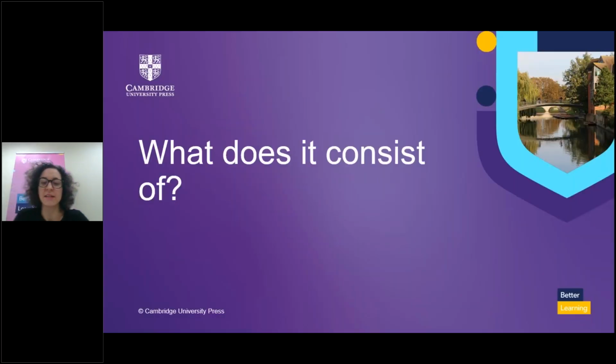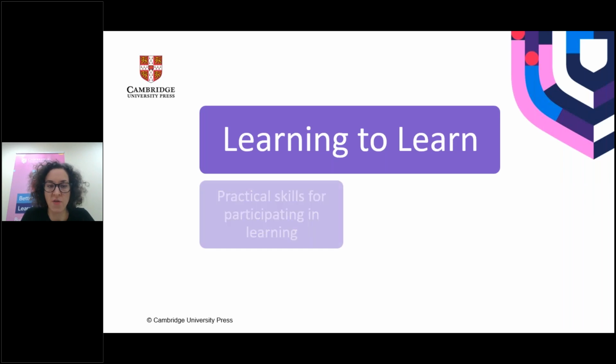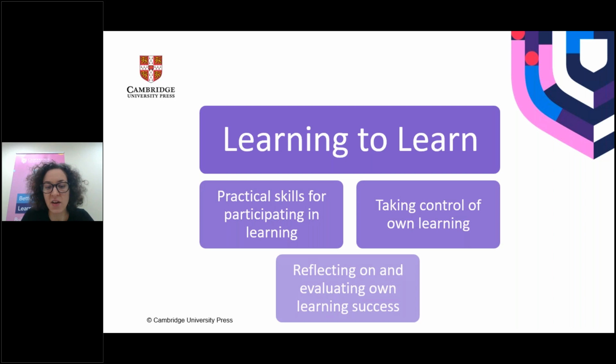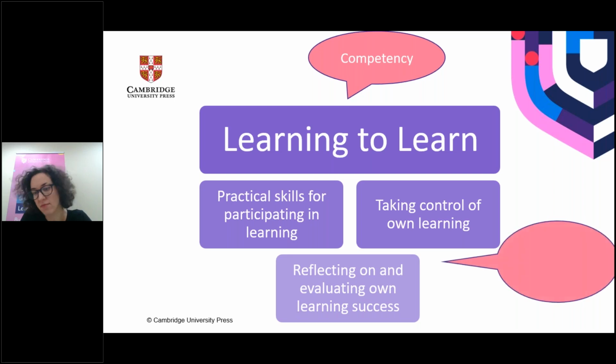What does the learning to learn competency consist of? It consists of 3 core areas, which are practical skills for participating in learning, taking control of own learning, and reflecting on and evaluating own learning success. And here we have the competency and 3 core areas.